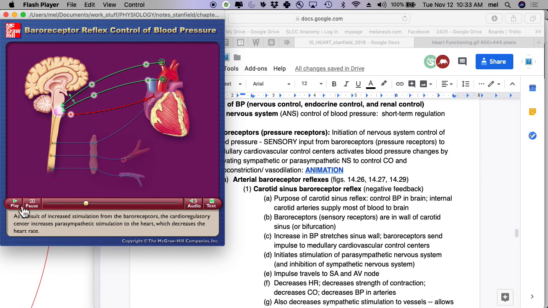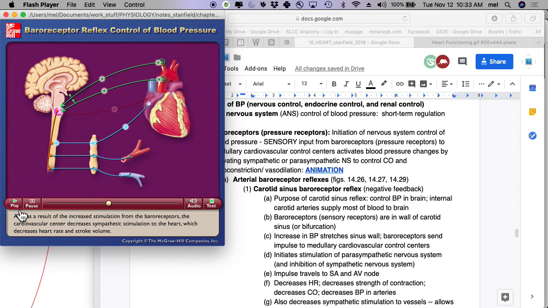As a result of increased stimulation from the baroreceptors, the cardioregulatory center increases parasympathetic stimulation to the heart, which decreases the heart rate. Okay, so that was putting on the brakes. You with me? But I can also take my foot off the gas. Yes? I'm going to do both. I'm a bad driver. I had my foot on both of them at the same time.